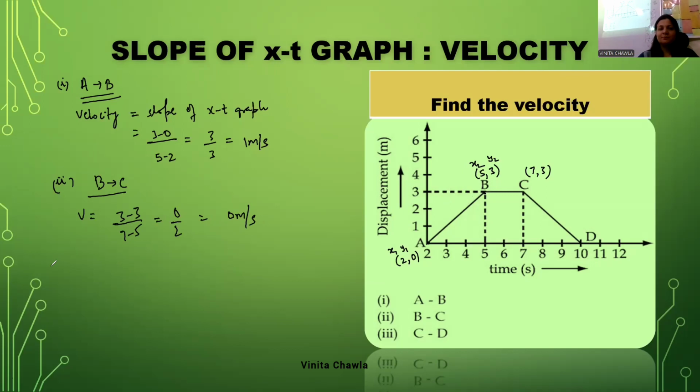Third case, C to D. We know the coordinates of C. What are the coordinates of D? 10, 0. Okay, so find velocity. Y2 minus y1, 0 minus 3 upon x2 minus x1, 10 minus 7. So what will you get? It's minus 3 upon 3. Answer is minus 1 meter per second.